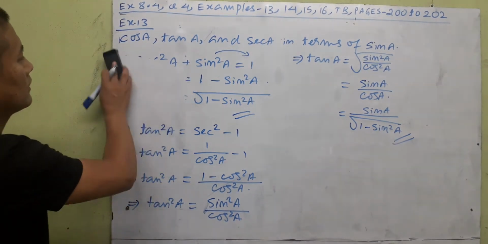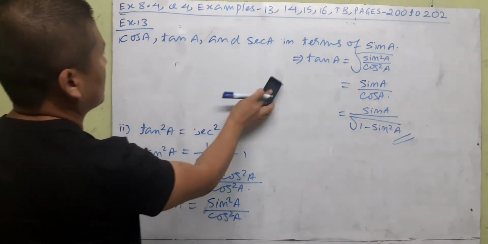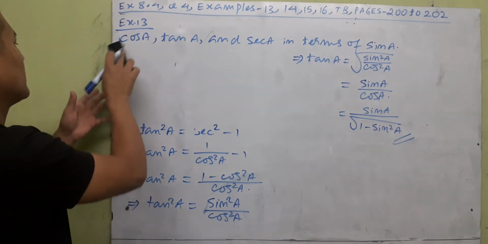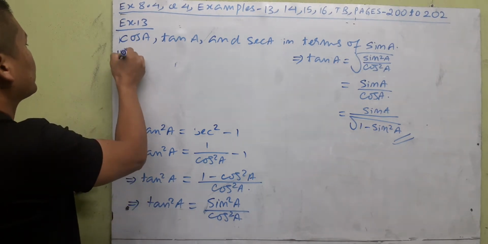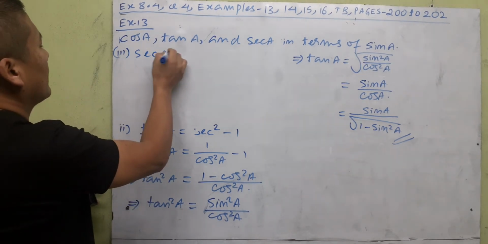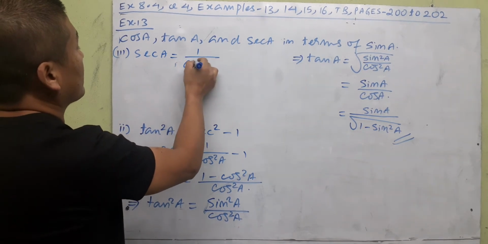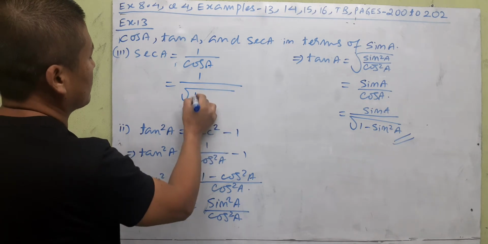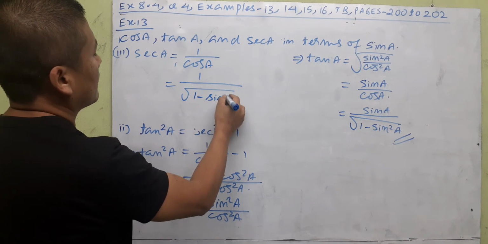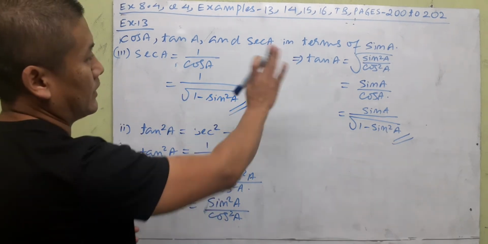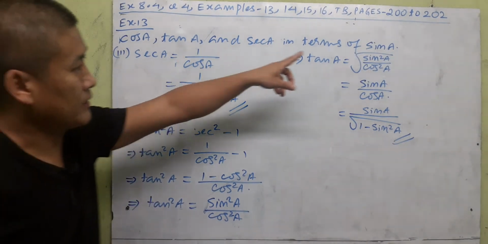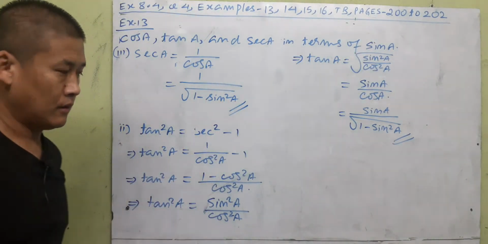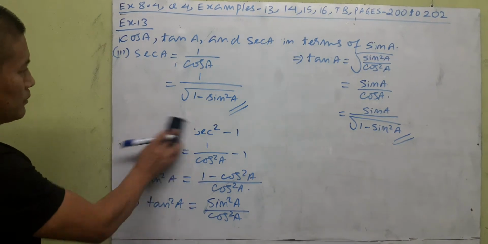And the third one, let us see sec A. Number 3. Sec A is equal to 1 by cos A, we can write directly. And we just did in number 1, cos A is root over 1 minus sin square A. So that is the answer, everything expressed in terms of sin A. So example 13 is done.